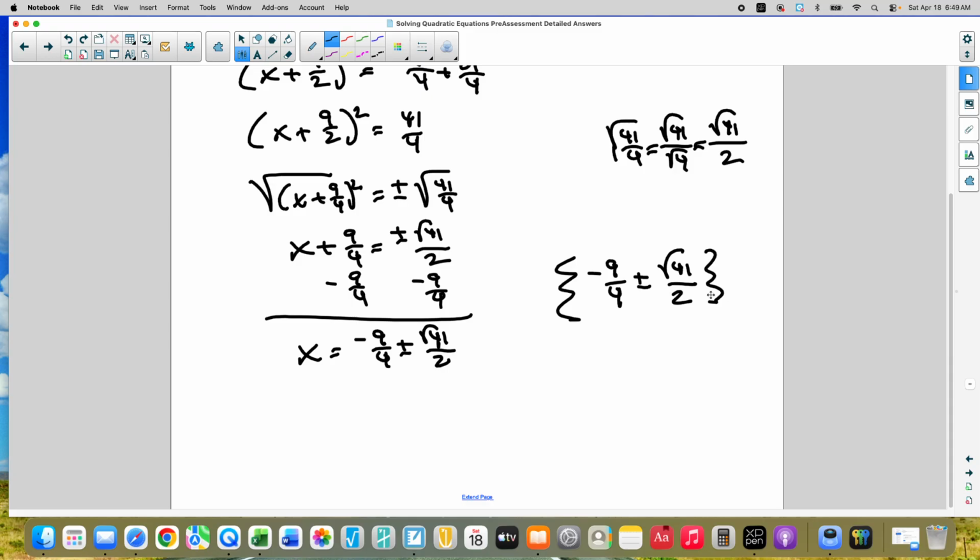The other value you could have done is you could have found a common denominator, and you would have multiplied this by 2. So you could have negative 9 plus or minus 2 rad 41 over 4 as the other answer. Probably the answer in the back of the book or in the answer sheet. But this is just as good. Both of them will be sufficient.